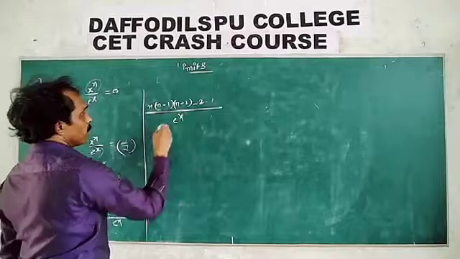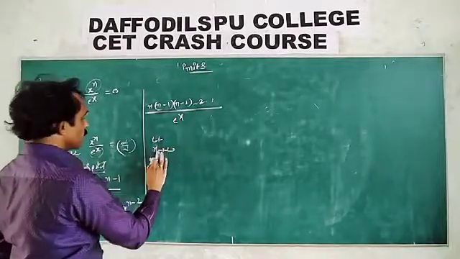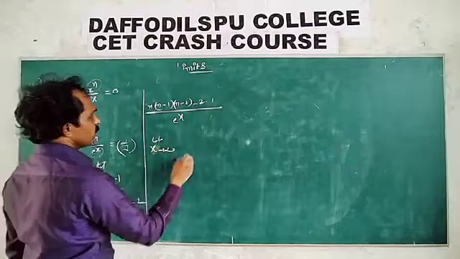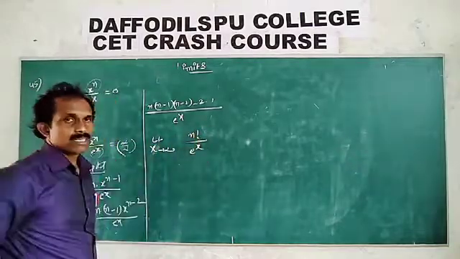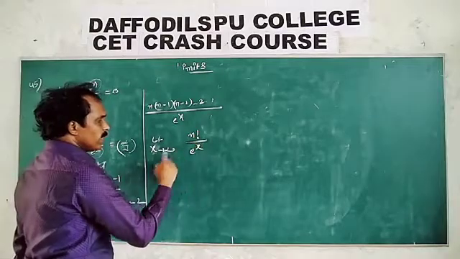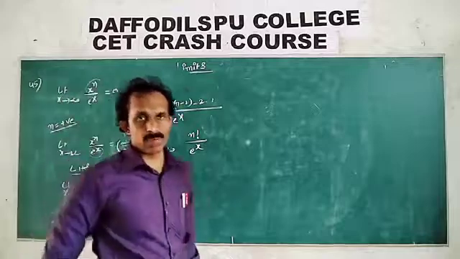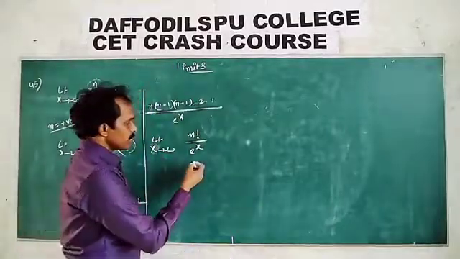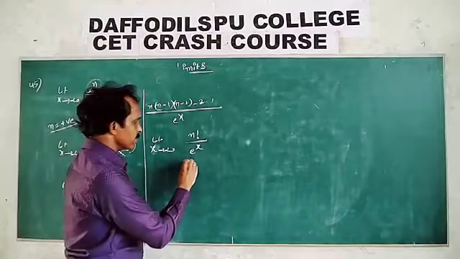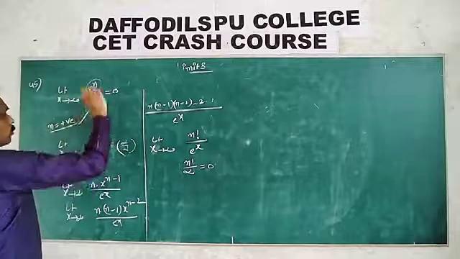So divided by e^x. Limit x tends to infinity of n!/e^x. Okay, n factorial by e^infinity. The value of e is 2.7 something, so it is a greater value, infinity. Therefore, something by infinity is equal to 0. Okay, satisfied. For positive values, it is satisfied.